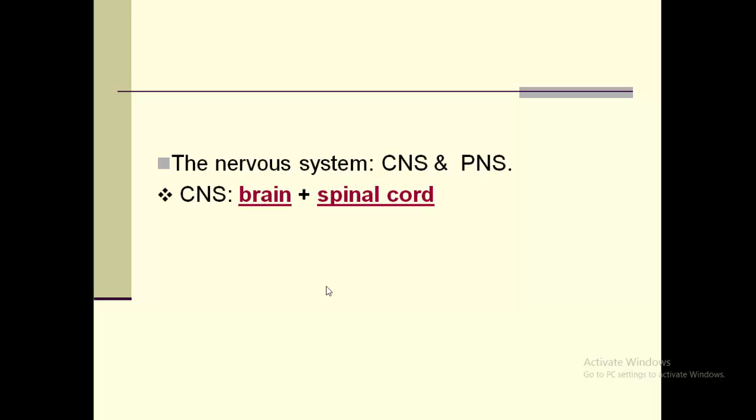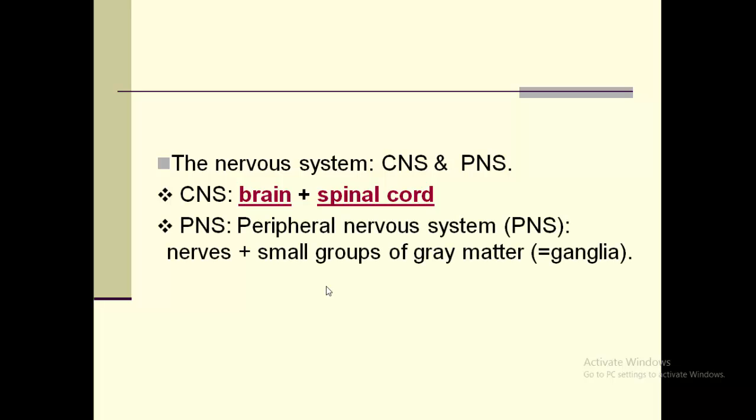The CNS, or the central nervous system, is basically made up of the brain and the spinal cord, whereas the PNS, or the peripheral nervous system, is made up of nerves and of small groups of neurons clustered together, تجمعات من الخلايا العصبية, that you call ganglia. Ganglia is a term that you can use when you are speaking of groups of nerve cells in the PNS, or in the peripheral nervous system.